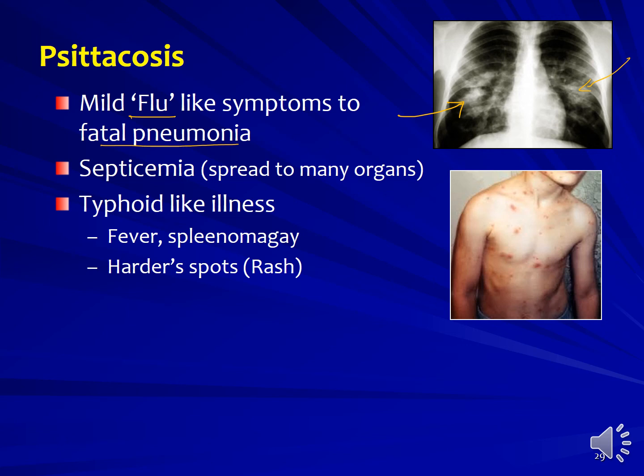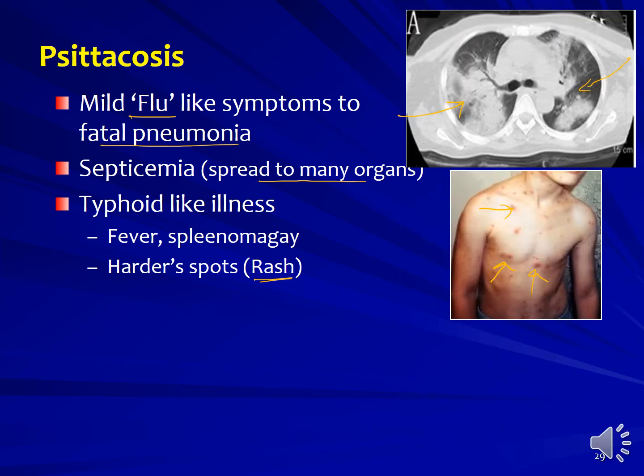The bacteria can spread to many organs and cause septicemia, and produce a typhoid-like illness with fever, splenomegaly, and a rash on the body. See the rash on the body, popularly known as Horder's spots. And this is the CT scan examination of the fatal pneumonia from psittacosis. See how dangerous it is; the arrow shows the dangerous pneumonia of the lungs on CT scan examination.